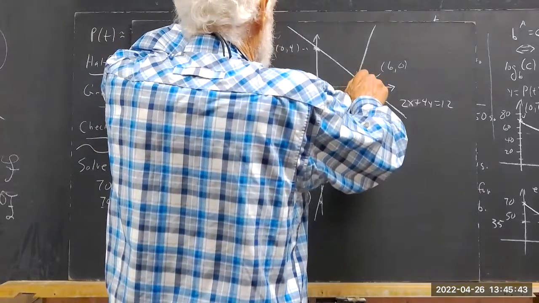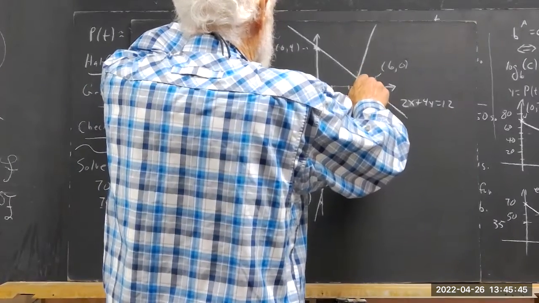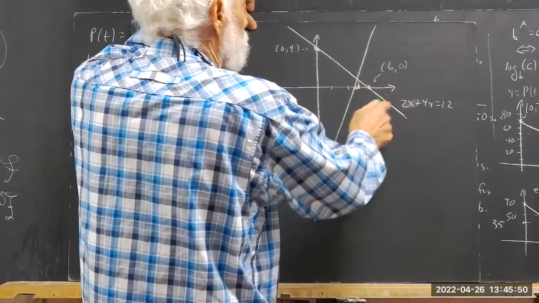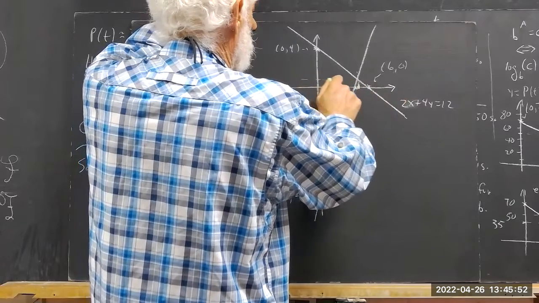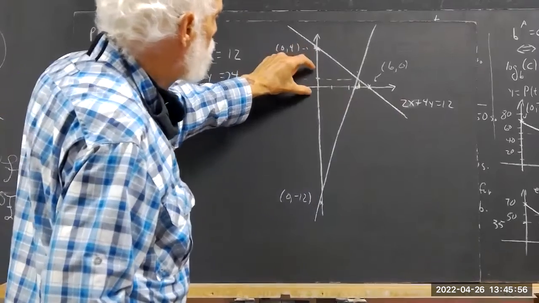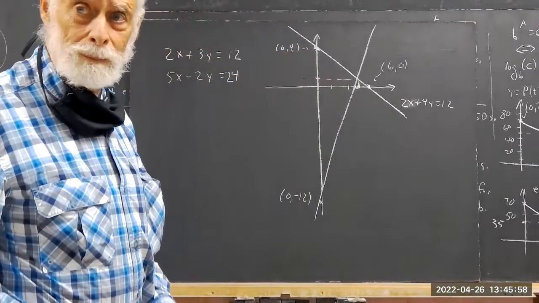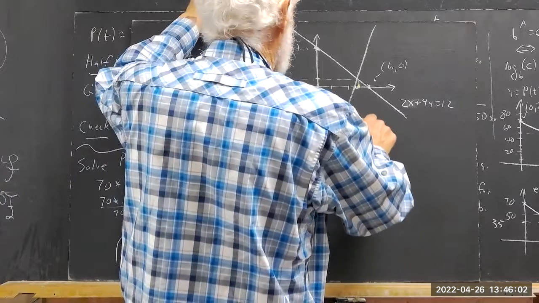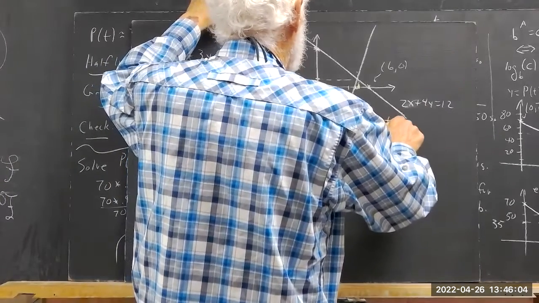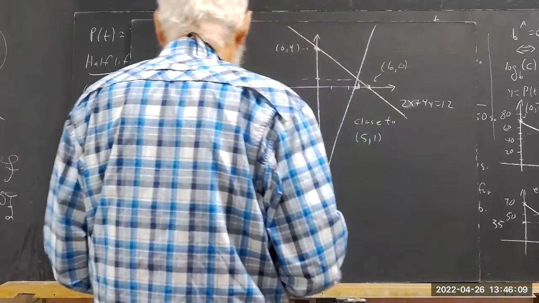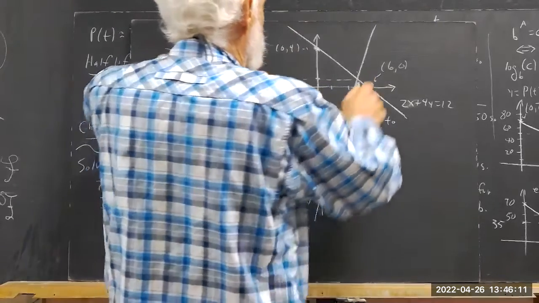My x coordinate looks like a little more than 5. If that was 5, pretty close to 5. Okay, the y coordinate would be this. If this is 4, this is 2, that's a little less than 1. Okay, so maybe close to 5, 1. Okay, the intersection point here.